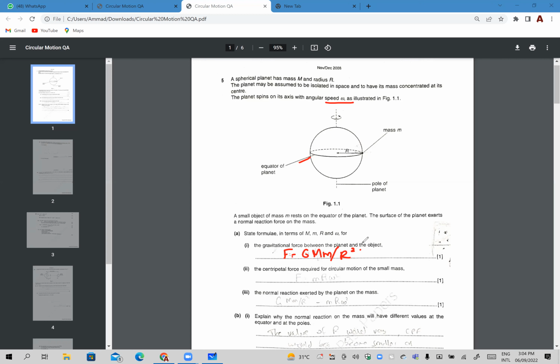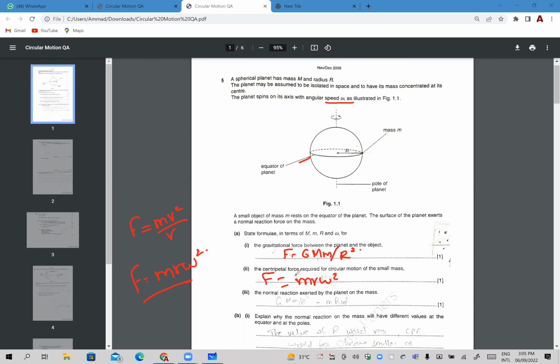The centripetal force required for the circular motion of the mass. For centripetal force we've studied two formulas. Can you recall both of these for me? Okay. So these were the two formulas that we studied: mv square over r and m r omega square. So in terms of omega, this is the formula that we're going to pick. F is equal to m r omega square. Next, the normal reaction force exerted by the planet on the mass.